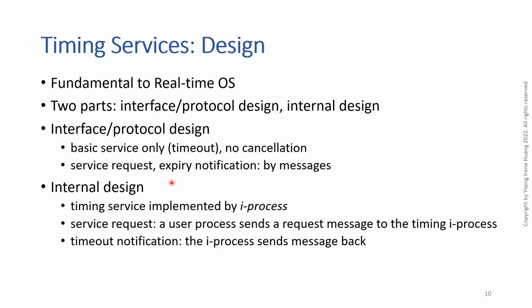And for the internal design, the timing service is basically implemented by the I process. For the service request, a user process sends a request message to the timing I process by using the delay send API. Then for the timeout notification, the I process sends the message back to the destination. So the I process is like a middleman that relays the message at the right time.